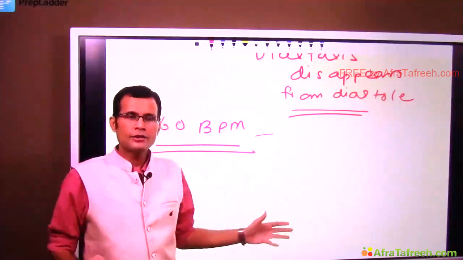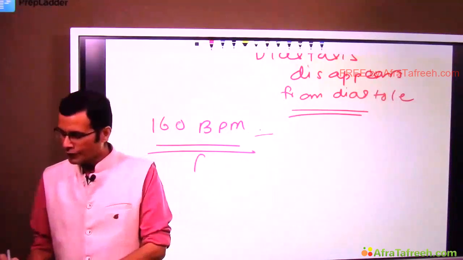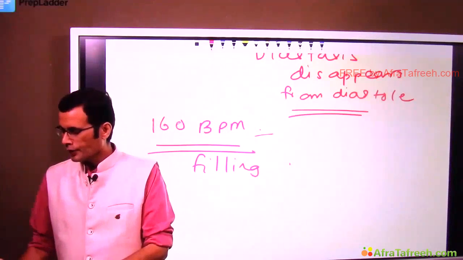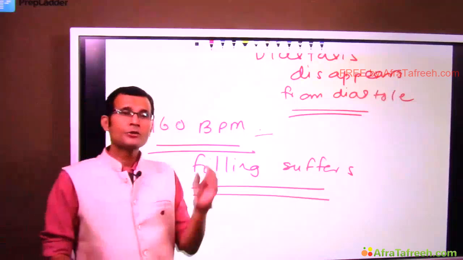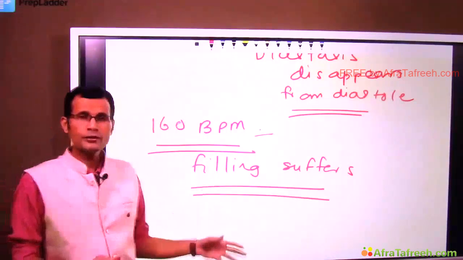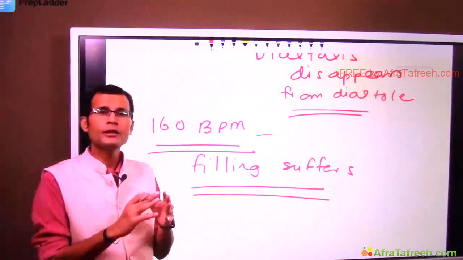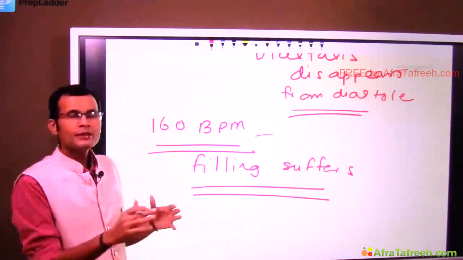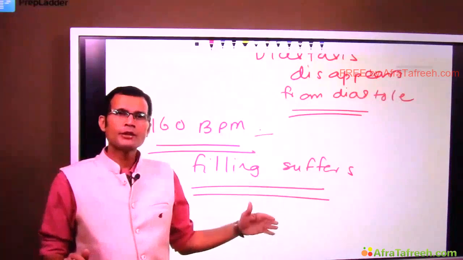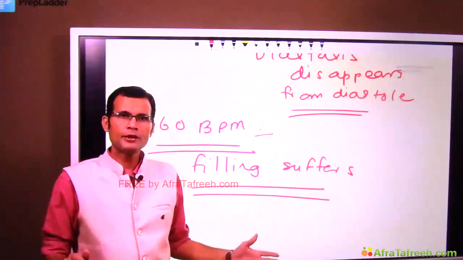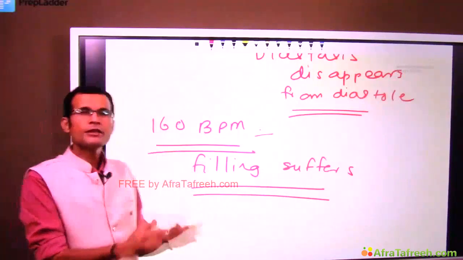When this heart rate is achieved, the filling will dramatically suffer, because now the cardiac cycle duration and diastole duration are so short that filling will be affected. So please remember, what is the highest ventricular rate up to which filling can be maintained and therefore stroke volume can be maintained? It is 160 beats per minute.